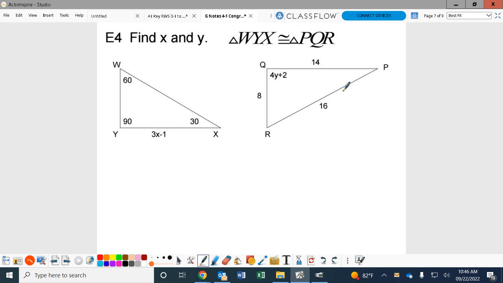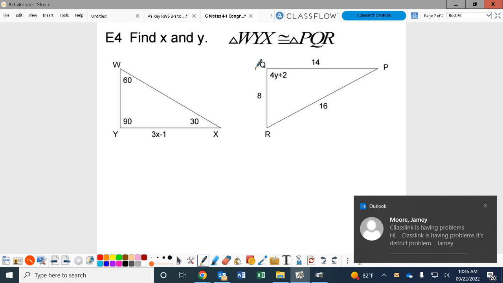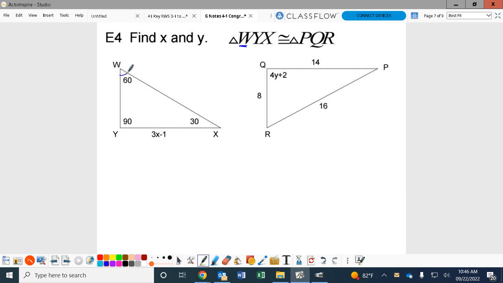You have to follow the congruency statement. Watch. Look right here, guys. Yeah, that's very irritating. W, right here, matches up with P. Does this look like a 60-degree angle? No.